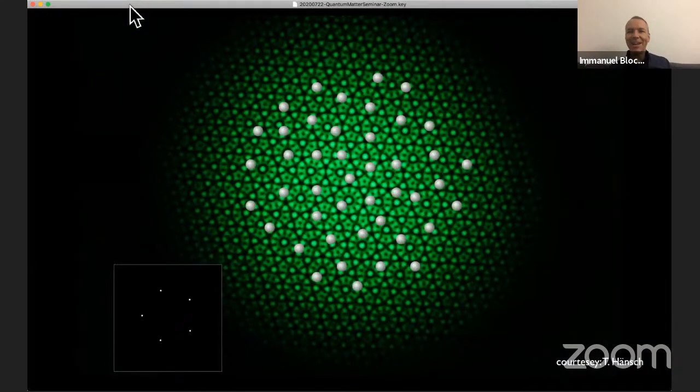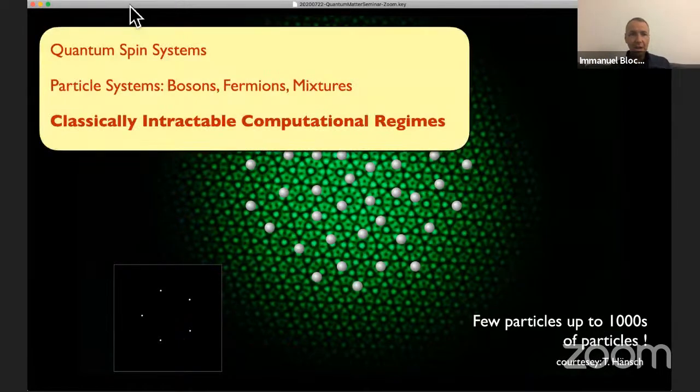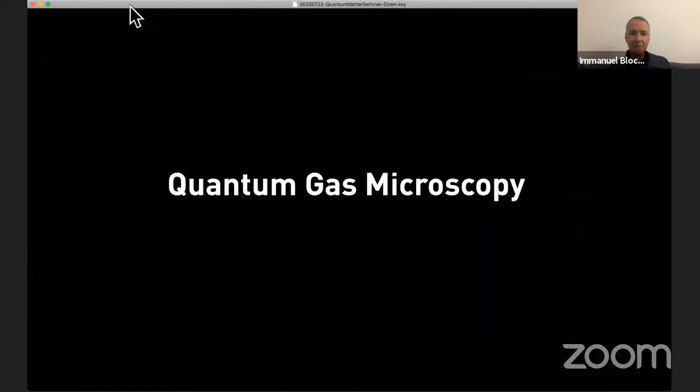So here's the interference pattern. Oh, now it's moving. And here are the atoms we load into this interference pattern, and then we study their behavior, and that's all that I'm going to tell you about today. We can do this with bosons, fermions, or mixtures of both, so in quite a variety of systems. We're not constrained to spin systems, so we can directly study fermionic particles in these systems.